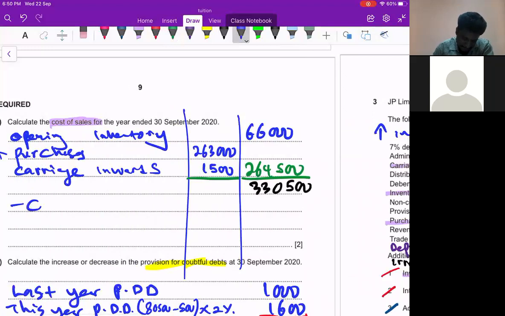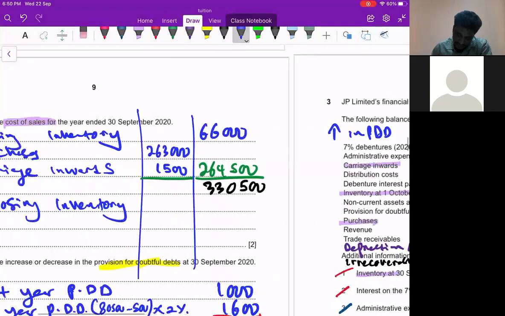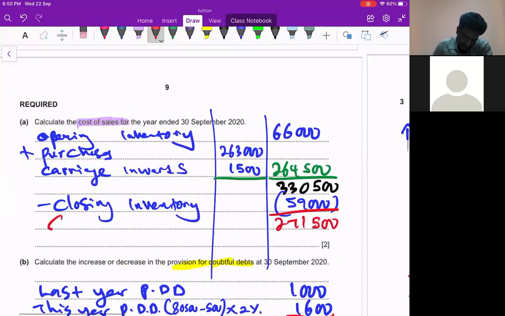330,500 minus closing inventory. How much is my closing inventory? 59,000. I get 271,500. 271,500 is my cost of sales. Understand or not? Any questions so far?